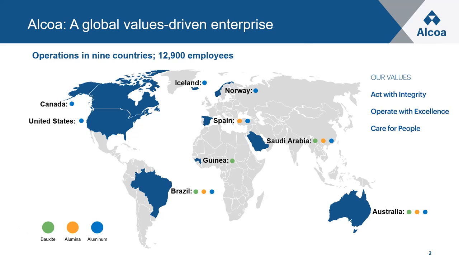And we are refining aluminum in Western Australia and in Europe. And we have aluminum smelters in Canada, the US, Europe and Australia. So what is important here is that we are a value-driven company, which means that our values, act with integrity, operate with excellence, and care for people, are exactly the same and apply in the same manner all across the world. And just to note that we have also Guinea and Saudi Arabia on the map. In Guinea and Saudi Arabia, we are a minority partner in joint ventures where we do not have operating responsibility. But even in these cases, what we try to do is to influence the JVs through our position in the governance structure and also bring those values to life. So this is the challenge we have.